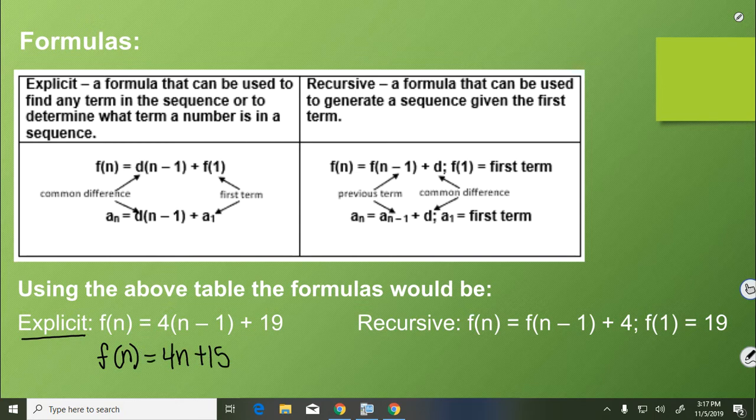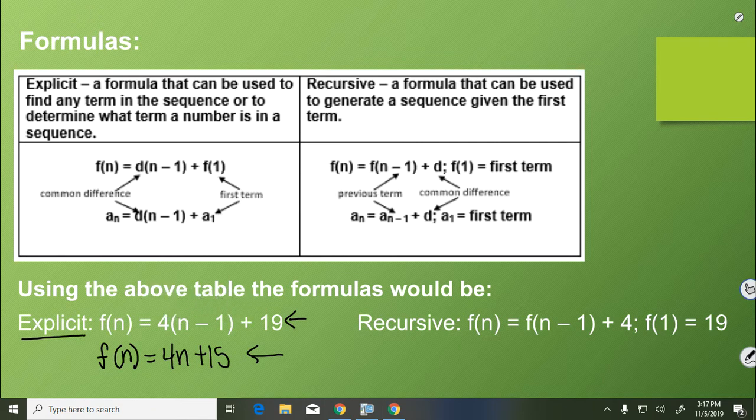The only difference is here we start with the first term, and here we start with the initial or 0th term. Okay, so that's something to keep in mind, and you should be able to determine that those two equations are exactly the same. If I were to distribute this 4n, I would get 4n minus 4, and negative 4 plus 19 is the 15.